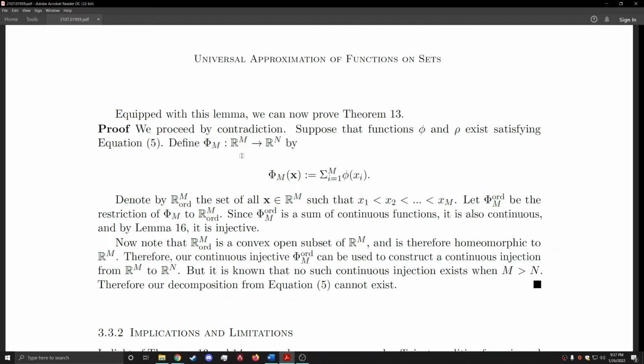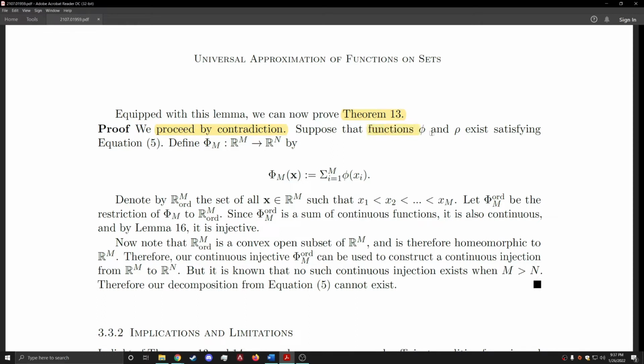All right, so let's move on. We did that. Now we prove Theorem 13. Theorem 13, if you remember, is saying that m needs to be equal to n. The two natural numbers need to be equal to one another, or n has to be higher in order to have universal function approximation. So we're going to proceed by contradiction, my favorite way.